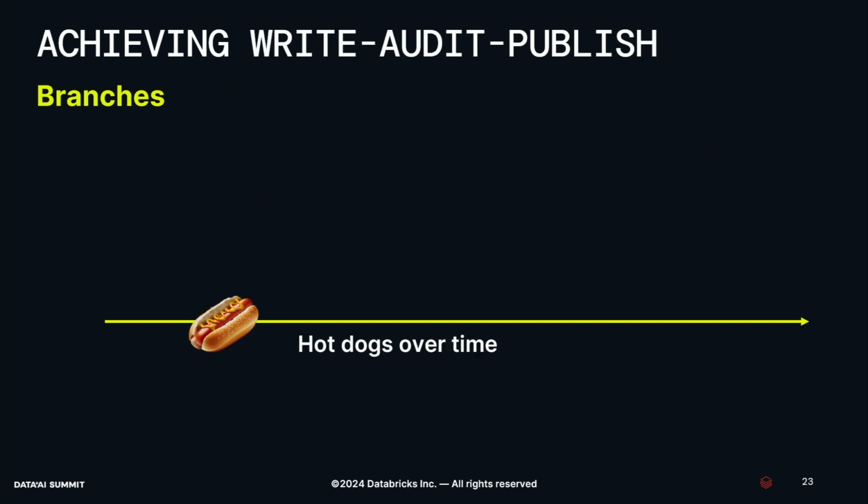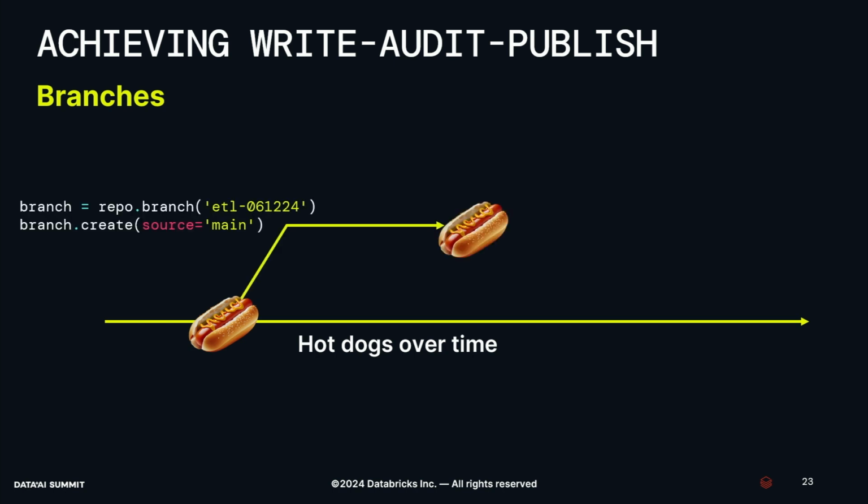Going back to the write audit publish example. So remember hot dogs over time. I want to be able to run a transformation. In this case, I'm doing it on an isolated lakeFS branch. Okay, so the example here is using the Python SDK. This is how you would create a branch. I'm calling my branch ETL and today's date, branching out of my main branch, just like in Git. And then I'm running that transformation. Right? I'm inserting into my table.